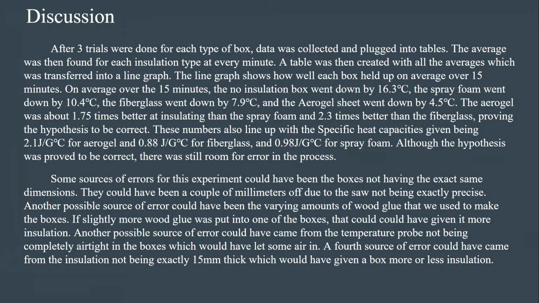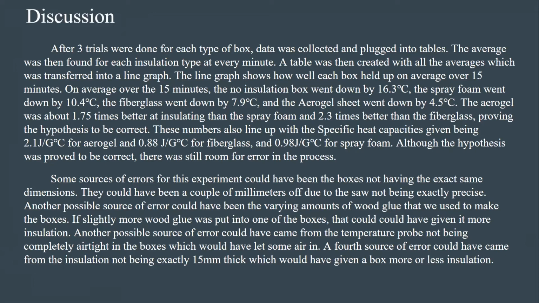On average over the 15 minutes, the no insulation box went down by 16.3 degrees Celsius, the spray foam went down by 10.4 degrees Celsius, the fiberglass went down by 7.9 degrees Celsius, and the aerogel sheet went down by 4.5 degrees Celsius. The aerogel was about 1.75 times better at insulating than the spray foam and 2.3 times better than the fiberglass, proving the hypothesis to be correct.